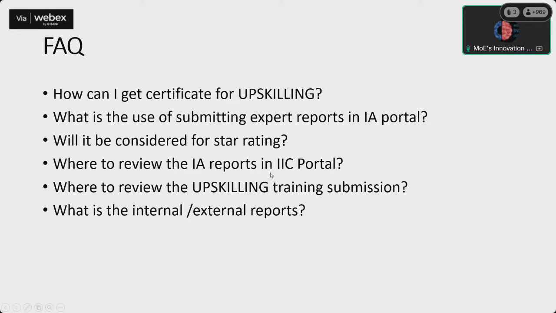Where to review the innovation ambassador in the IIC portal? Here, in the innovation ambassador section, once the IIC members, president or convener approve, then you can review that it has been approved. Where to review the upskilling and training section? In the portal itself, you can see whether you have completed the upskilling training session or not. What are the internal and external reports? I have already explained that under internal, if you are conducting any kind of mentoring session or expert talk within your institution, you can submit the report under internal. Or if you are conducting any kind of mentoring outside your institution, in any other institution, whether in your state, city, district or any outside state, you can submit it under external reports.